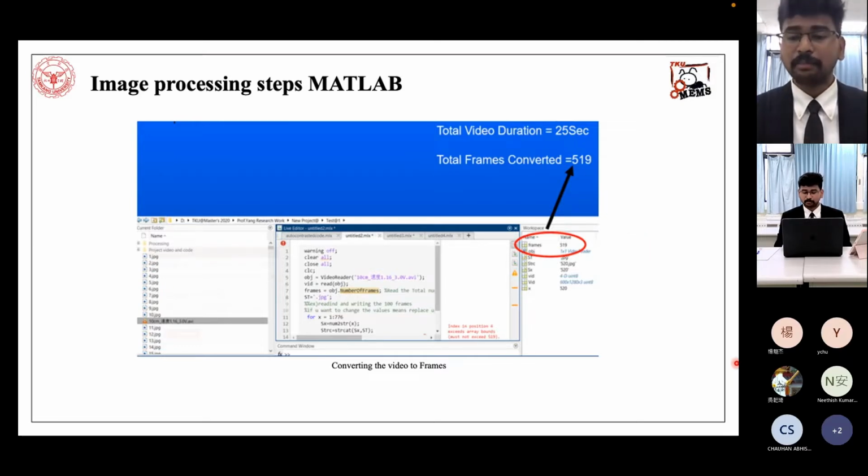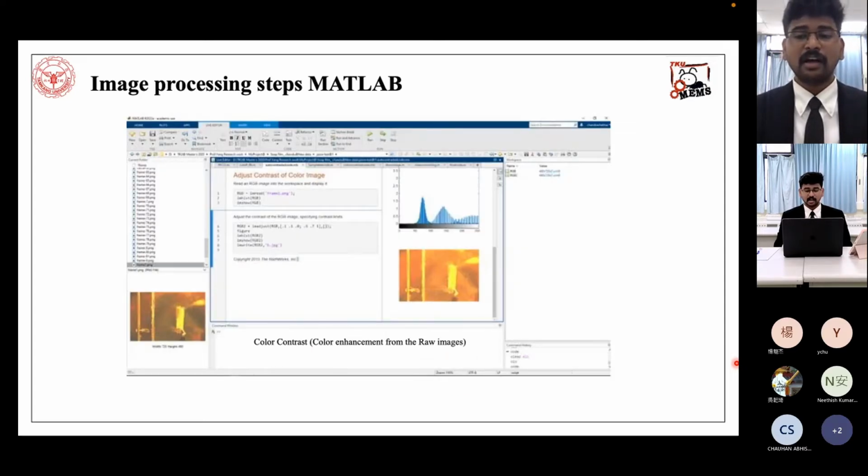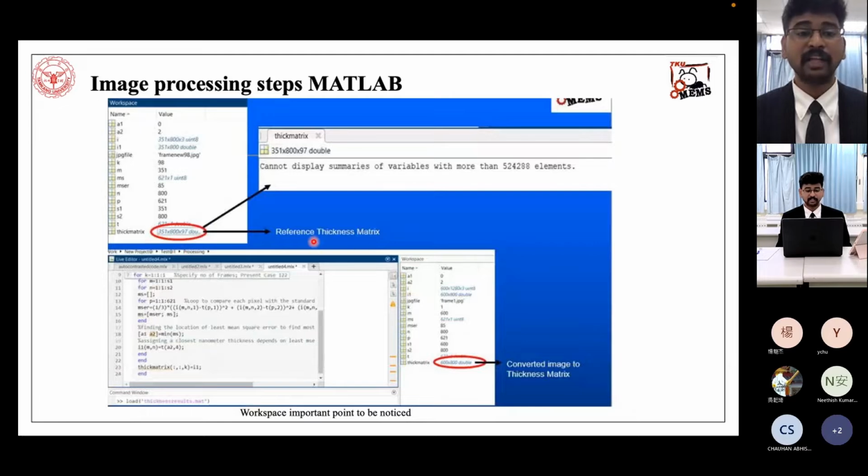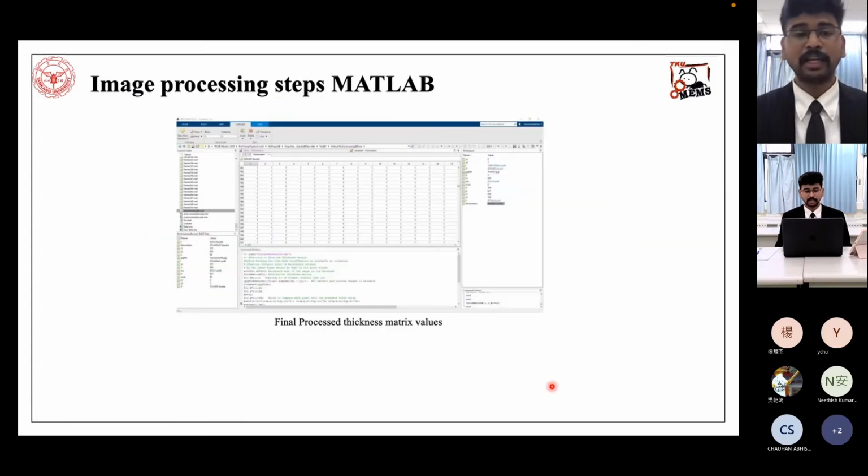Then we need to start the post-processing of each individual frame with the color enhancement. After the color enhancement, we need to mostly focus on the reference thickness matrix. The thickness matrix we have checked should not cross more than 600 cross 800, which is the exact resolution of my high-speed camera. So the high-speed camera resolution and the image post-processing resolution should match, because this is a very high-definition matrix which cannot be opened in Matlab. We are customizing that to 800 cross 600, where we can get the final data.